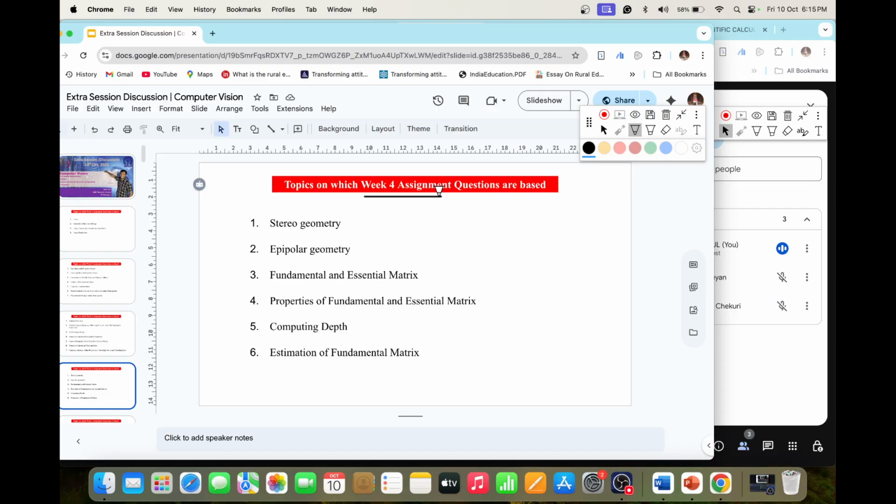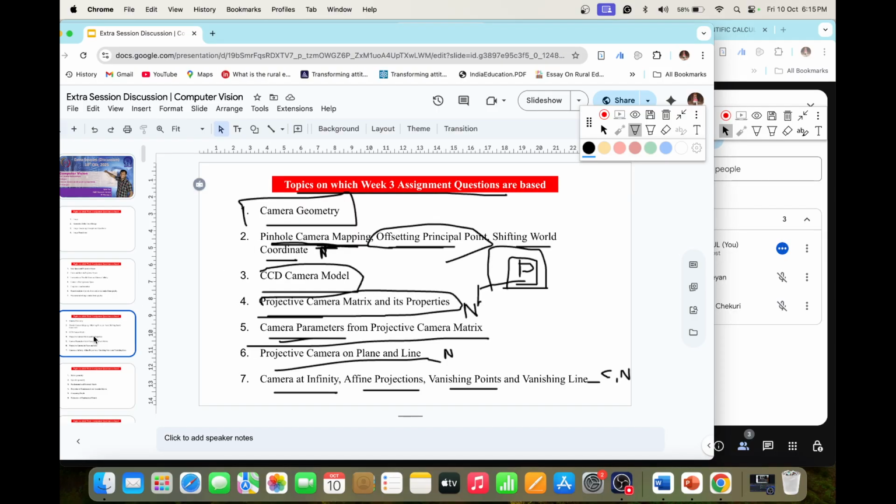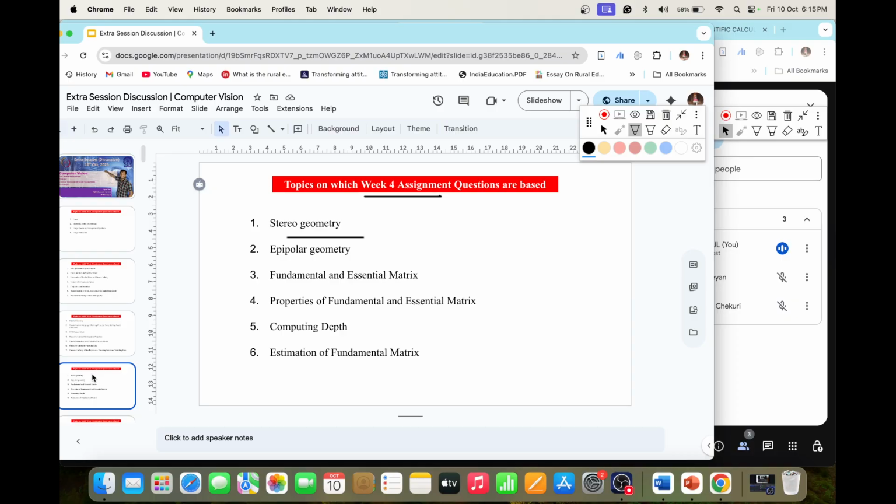Then in the week 4 discussion, we have stereo geometry. Whenever we talk about camera geometry, we are talking about only one camera. But to get the depth of the point or line that we are projecting, we have to use 2 or more cameras. That is known as stereo geometry. Stereo geometry basically means 2 cameras, one left camera and one right camera, and we use both to project a point so that we can get the depth of the point. That is stereo geometry.